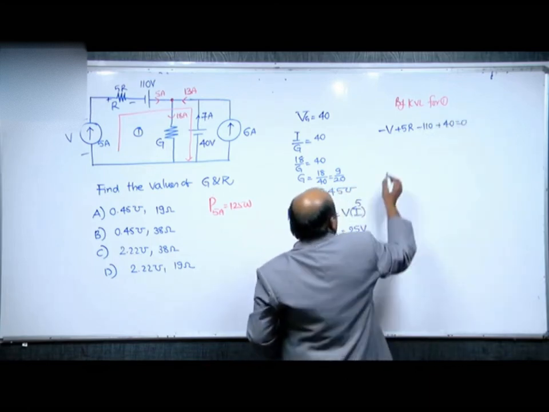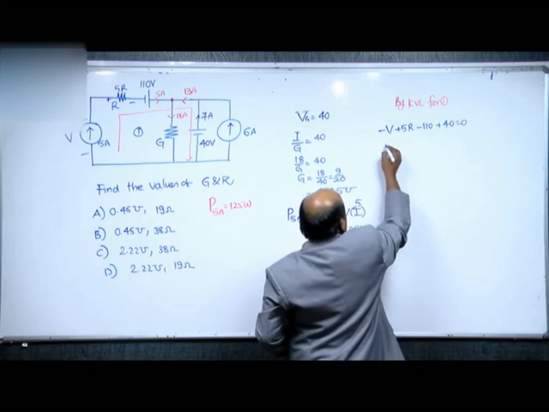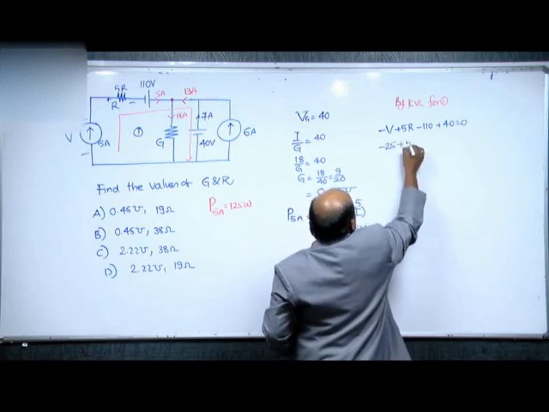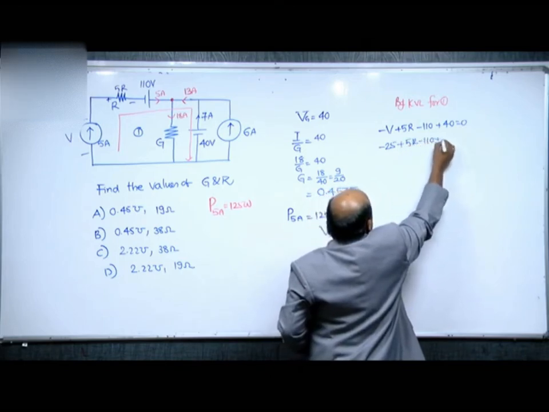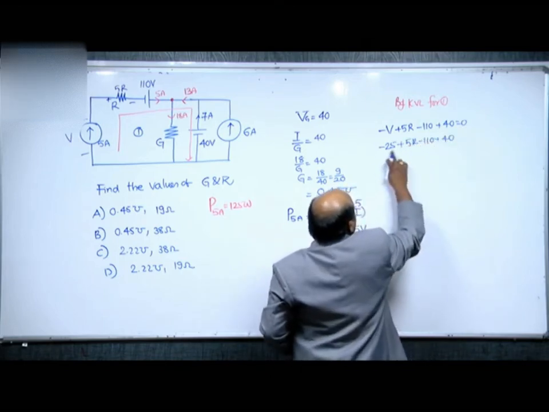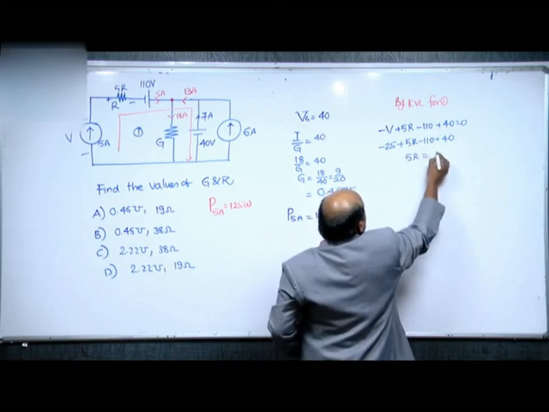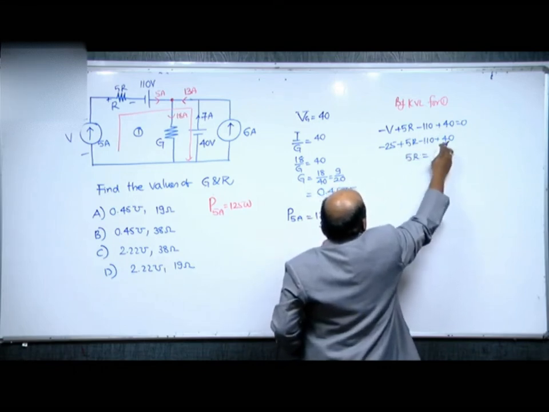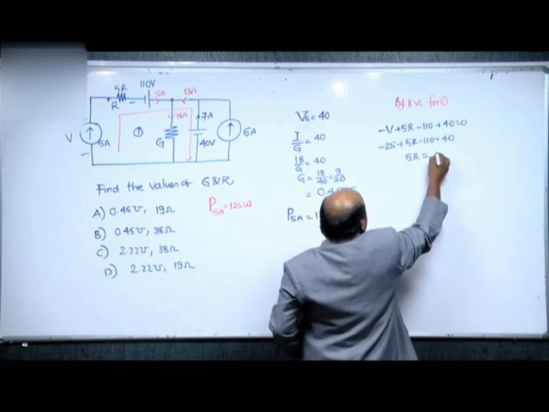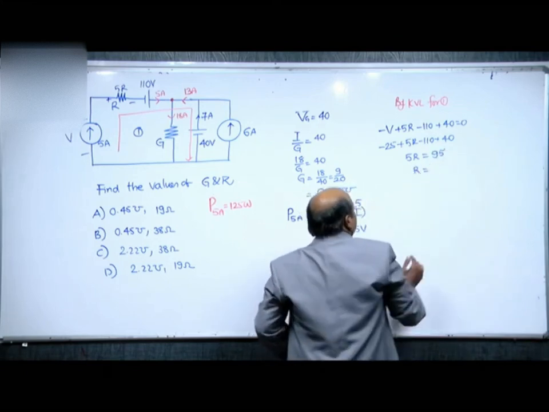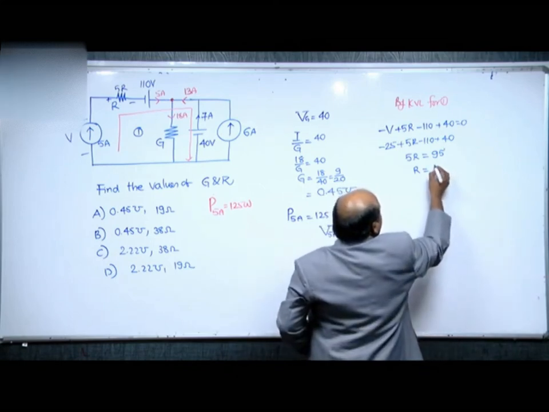Now, the V value we got is 25, so minus 25. Now, 5R minus 110 plus 40, from this we are getting minus 135 plus 40, which is minus 95. Now, the R value we are getting from this here: 19 ohms.